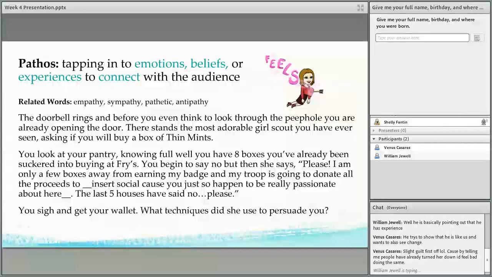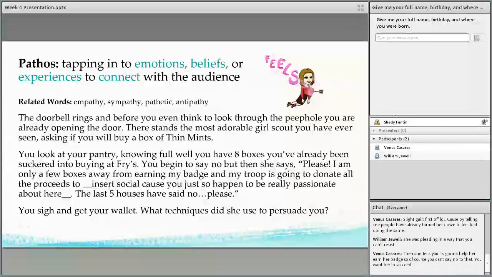Yeah, definitely uses some guilt by telling you that other people have already turned her down and showing how sad that made her. Yeah, it totally makes you feel guilty. For sure. What were you going to put, William? I think you had a good one. She's pleading in a way that you can't resist. Yeah, she's this cute little girl and she's like begging you. And then she tells you it's going to help her earn a badge. Of course, you can't say no. Great job, Venus. Yeah, you guys are both right. Great job.